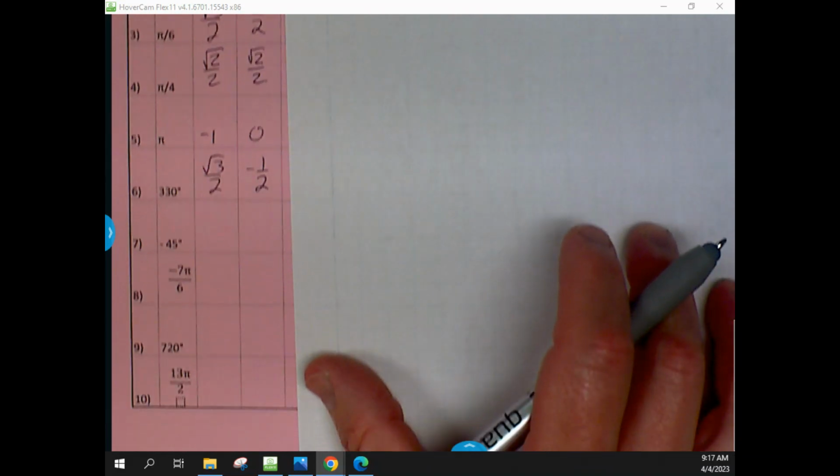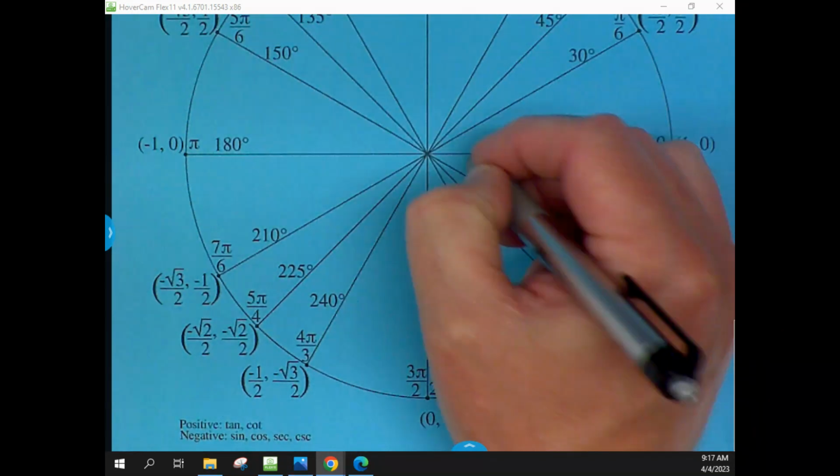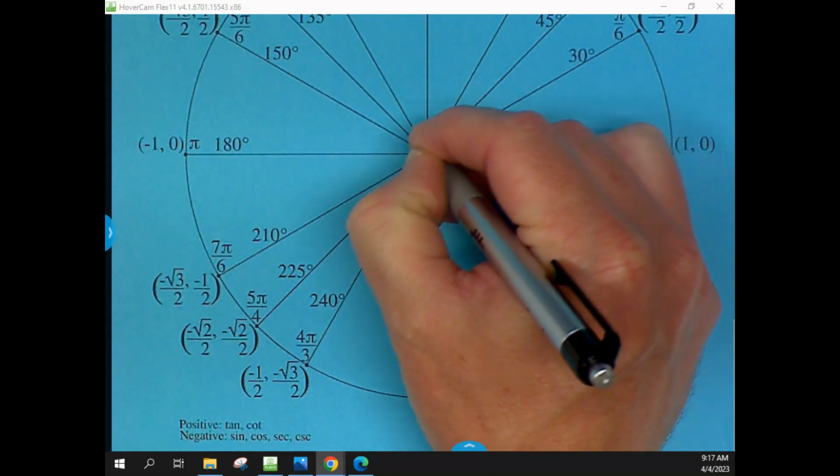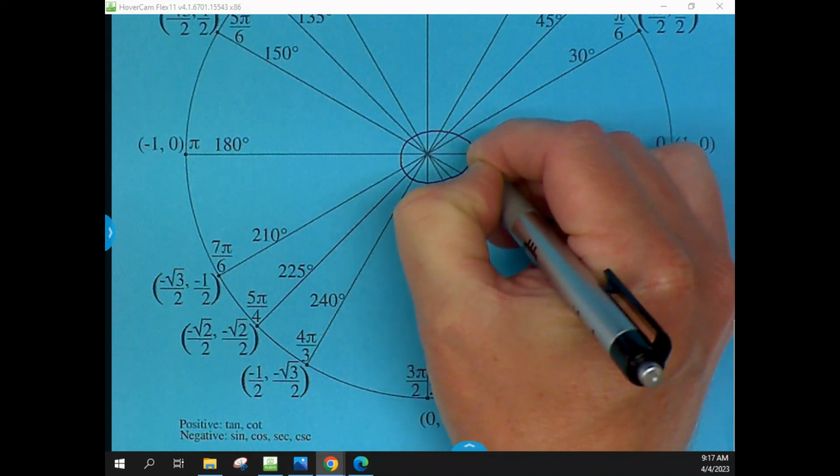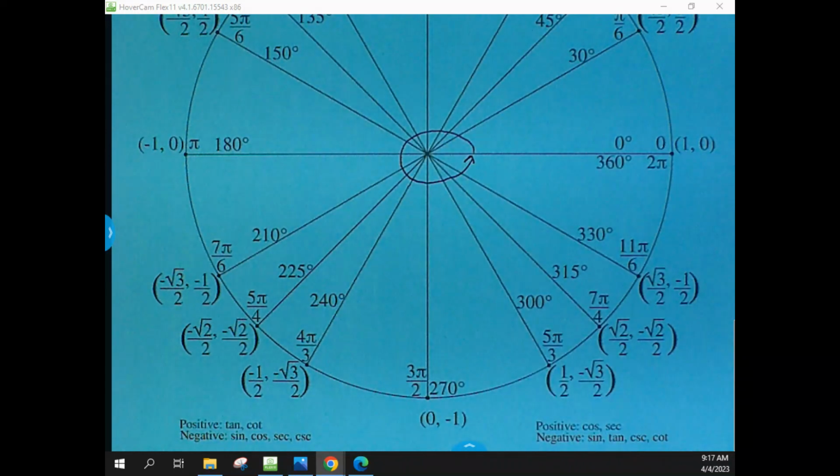All right, so here's the one thing where it starts to change just a little bit. We've got a negative 45 degrees. All right, and what we said yesterday is that the way this thing works is if you start at 0, it goes this way in a counterclockwise motion. So guess what happens if you have a negative number? Clockwise. Yeah, we're going to go clockwise, right?